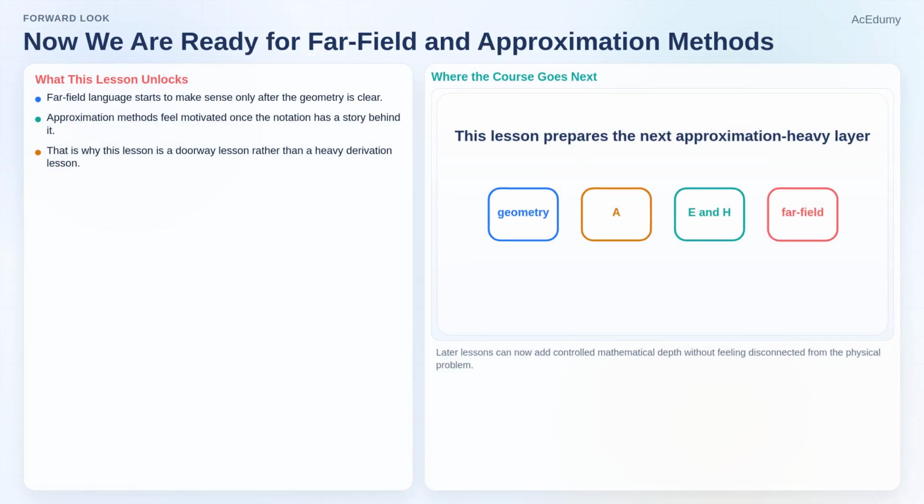That is why this lesson matters before far-field methods and approximation techniques. Once the observation point story, the field chain, and the geometry labels feel clear, later topics such as far-field results, stationary phase, or endpoint methods feel motivated instead of mysterious. This lesson is not the end of the math. It is the moment the math finally gets a reason to exist.